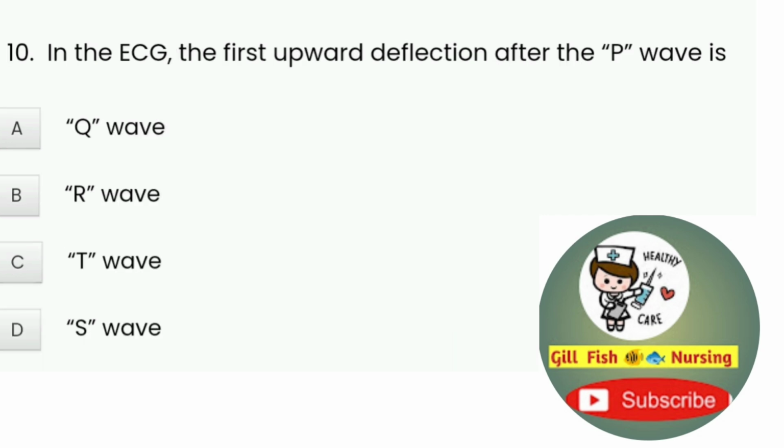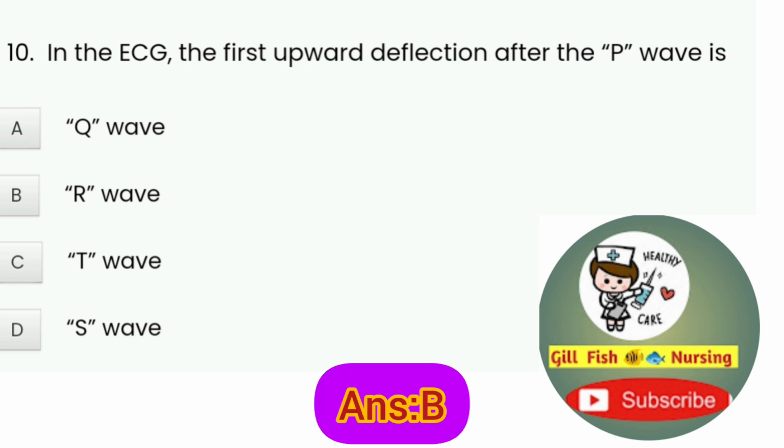Next question. In the ECG, the first upward deflection after the P wave is, so where? Option A, Q wave, option B, R wave, option C, T wave, option D, S wave. What could be the correct answer? We are getting the P, the next wave is what? R wave. That is the correct answer. That means option B is the correct answer.